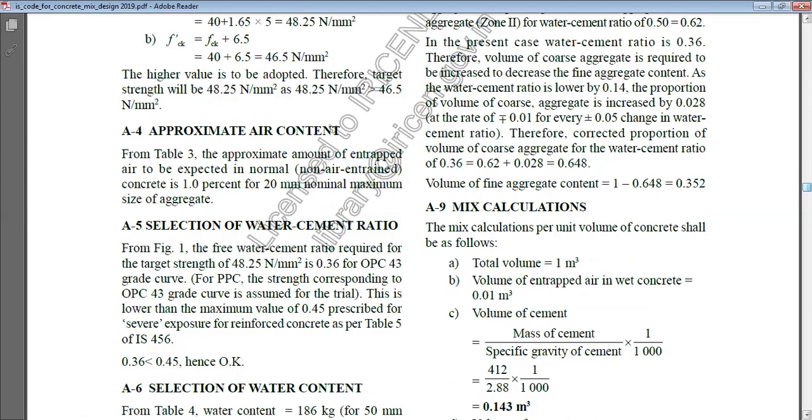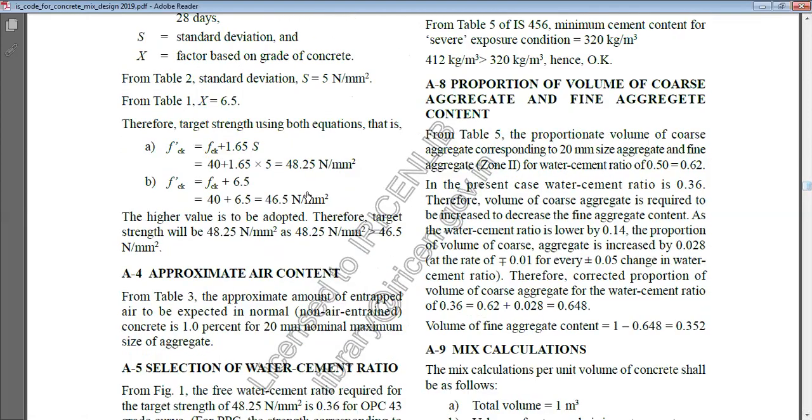So, the higher value of these two equations we will take for the target strength. Higher will be the 48.25. This will be our target strength.